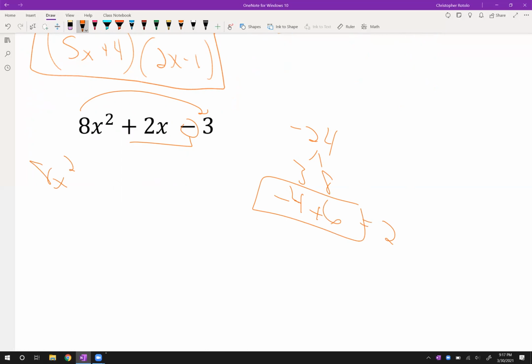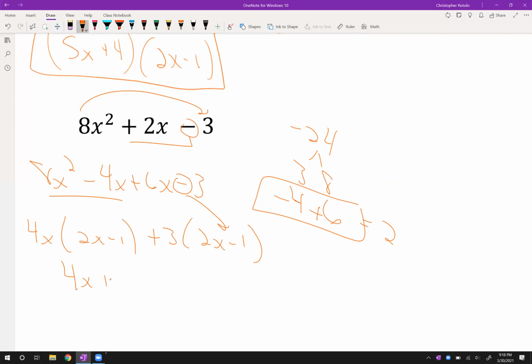So 8x squared minus 4x plus 6x minus 3. GCF, all right, so 8 and 4 are both divisible by 4. They both have an x. So I'm going to get this 2x minus 1. I need 2x minus 1 again. So 6 divided by 2 is 3. And I do not want to change the sign, so I'll make it positive 3. So 4x plus 3 and 2x minus 1 for my final factored answer.